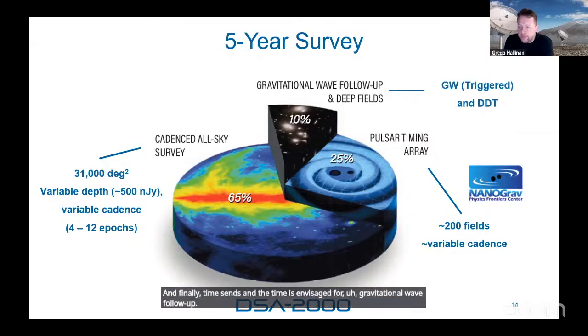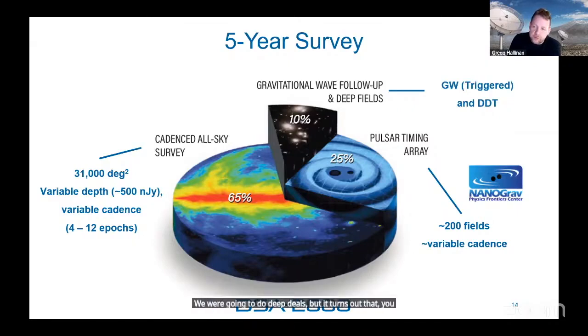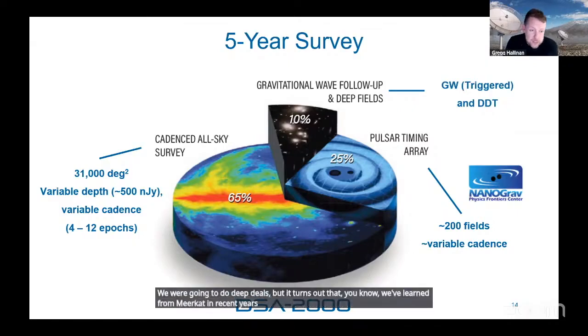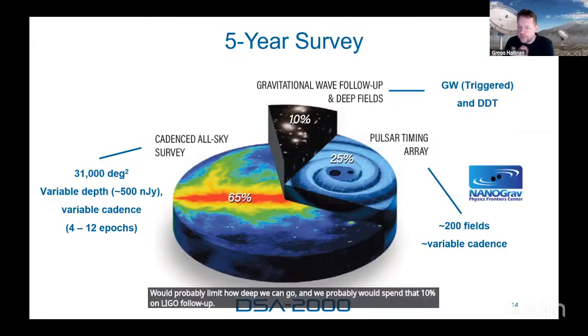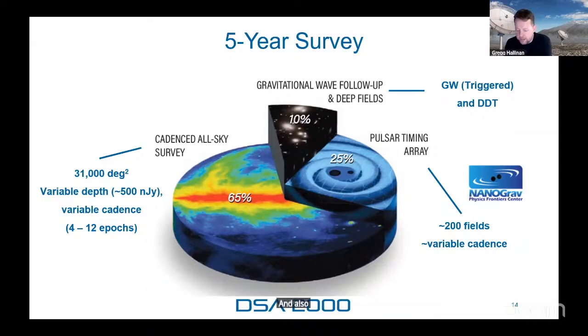We were going to do deep fields, but it turns out that we've learned from MeerKAT in recent years that the confusion noise we can expect will probably limit how deep we can go, and we probably will spend that 10% on LIGO follow-up and also DDT observations of other classes of transients.